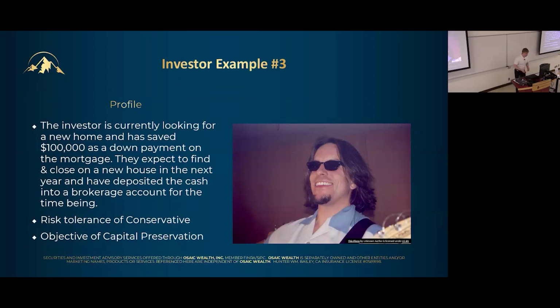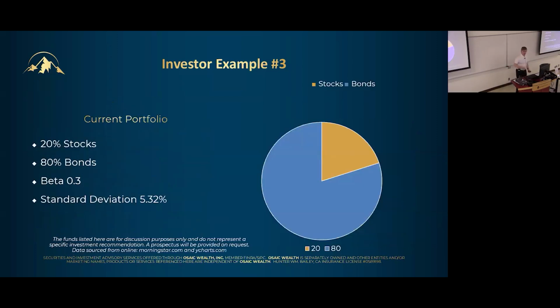This should be pretty easy. Current portfolio looks like 20% stocks, 80% bonds, beta about 0.3, standard deviation just over 5.3%. Now I'm curious what the answers will be here. Do we think this is pretty suitable for this?